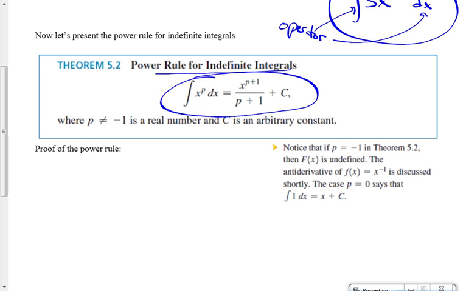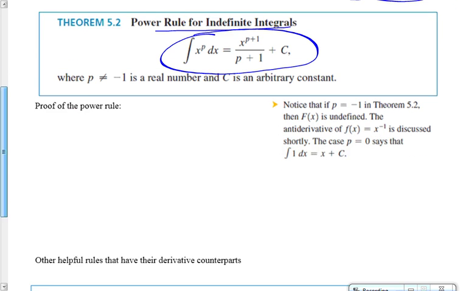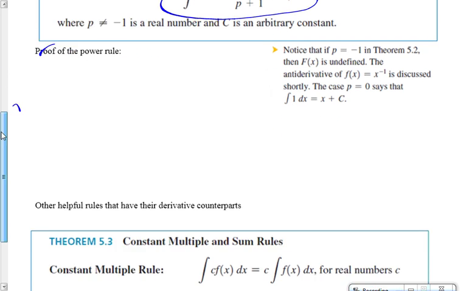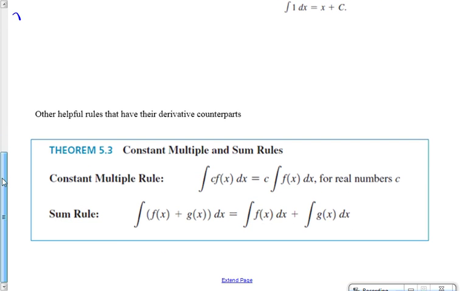So, power rule, we already talked about. I'll let that stand for right now. That's in your notes. Take a look. I'm going to skip the proof for the moment for time purposes. We'll have a chance to get to that a little bit later.